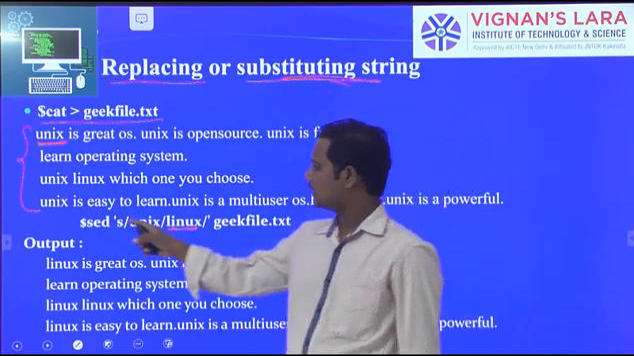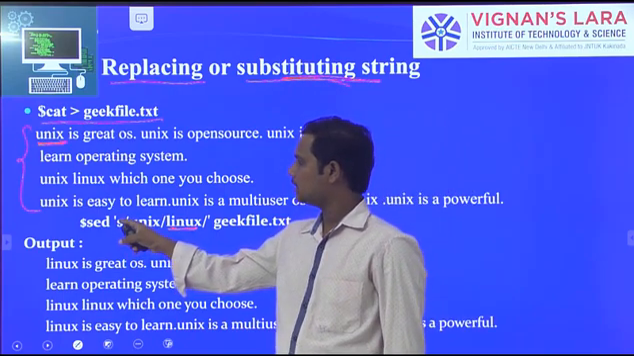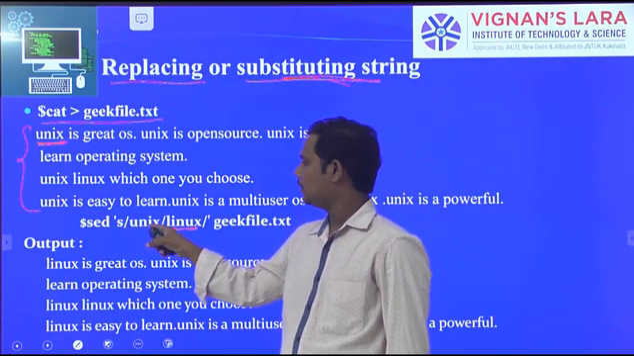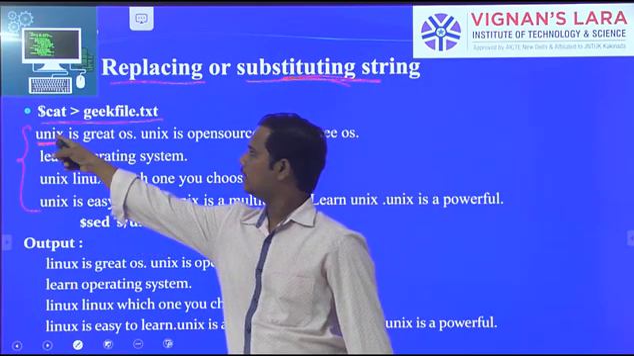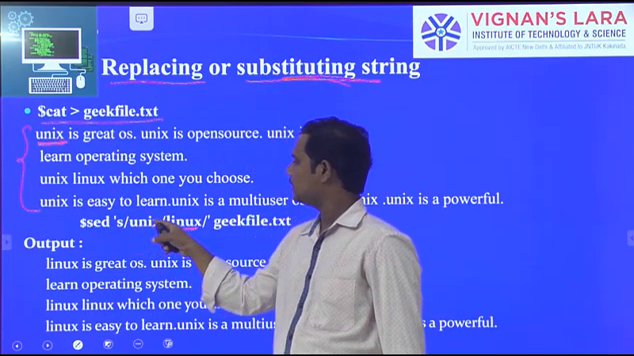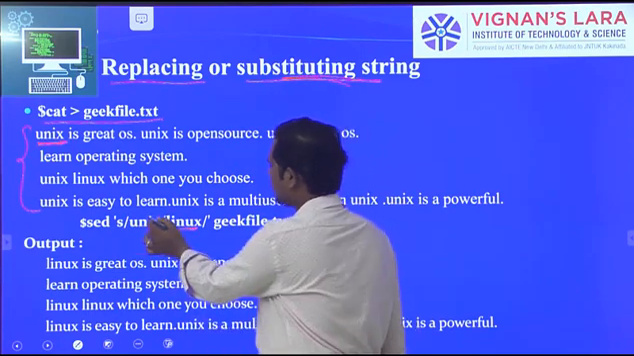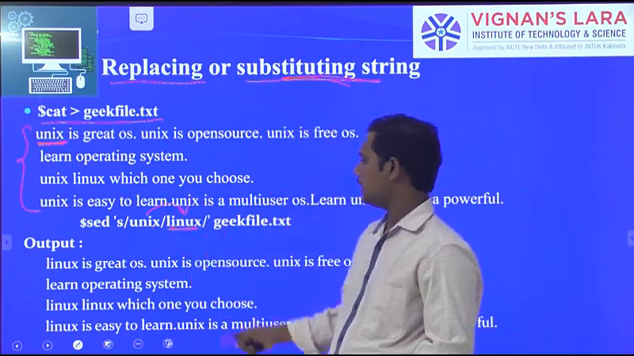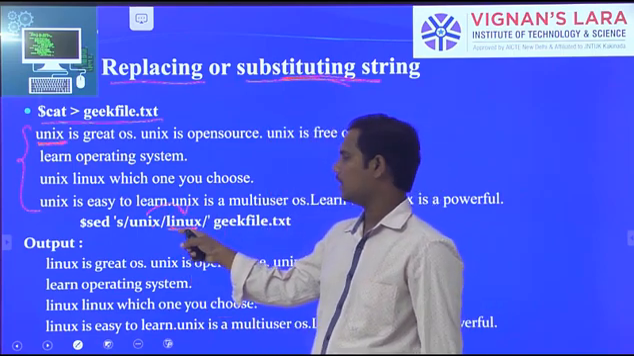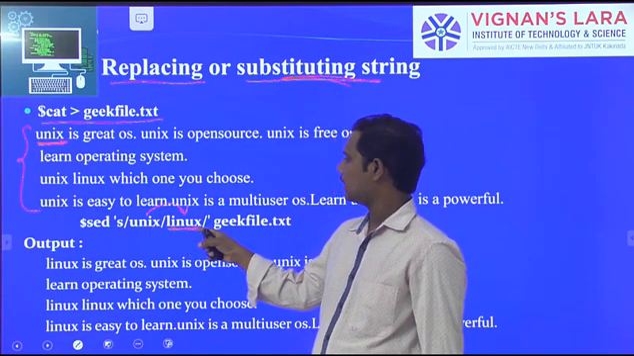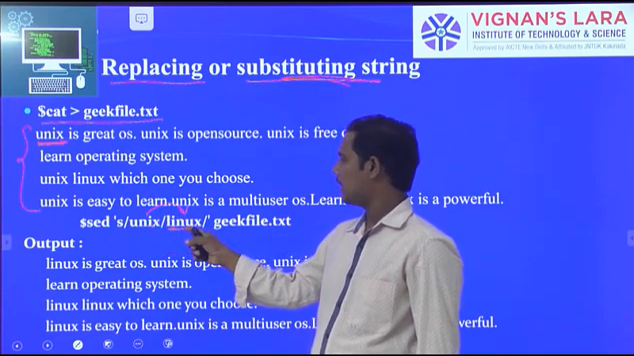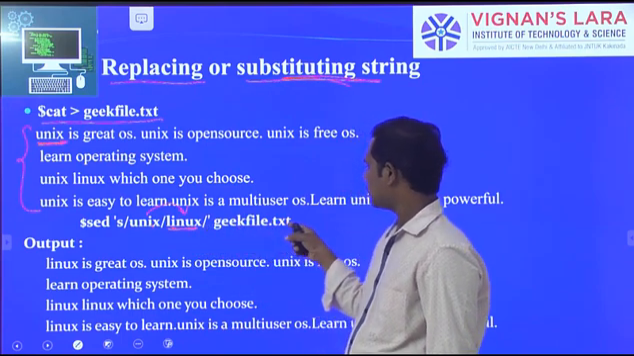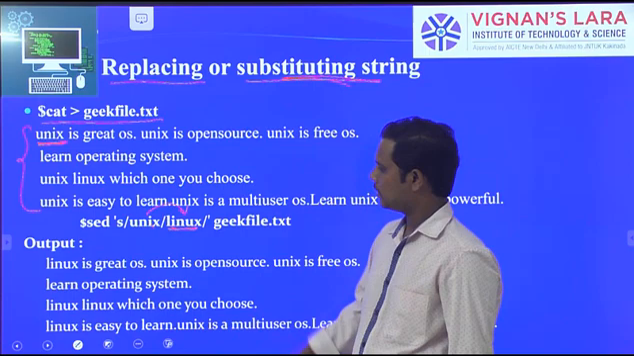See, sed space single quote s, because of starting s, slash Unix, small Unix. In the place of small Unix, I want to replace the pattern string. The new pattern I am writing here: Linux. So in the Unix place, Linux must be displayed. In which file? In grepfile.txt. So see the output here.